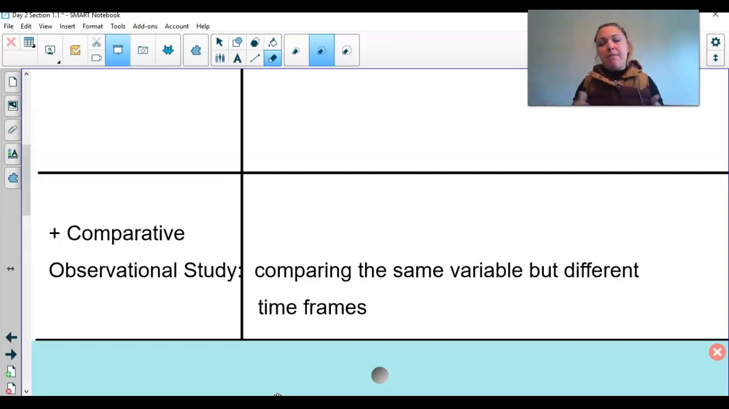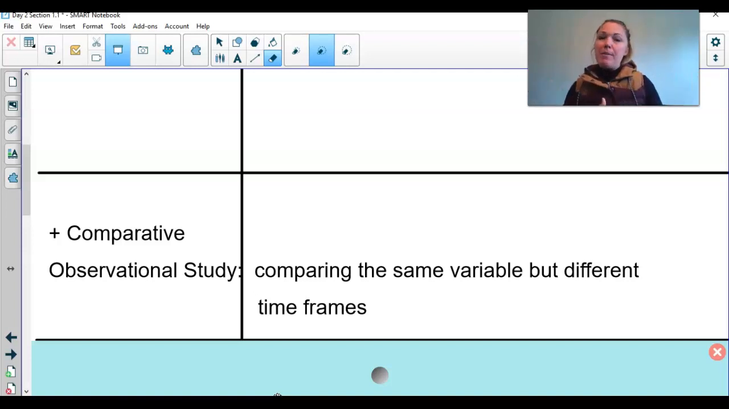So I'm comparing the same variable. If I want to see how well they learned, I could look at their grades on a test, right? Okay, I'm going to compare fourth hour to fifth hour. So, comparing the same variable, but different time frames. Your gym teacher might want to know how first hour was doing compared to seventh hour. So they record your mile time and they say, okay, first hour, well, they're maybe more awake and they were faster than seventh hour. They're recording your mile time, same variable, but different time frames, okay?